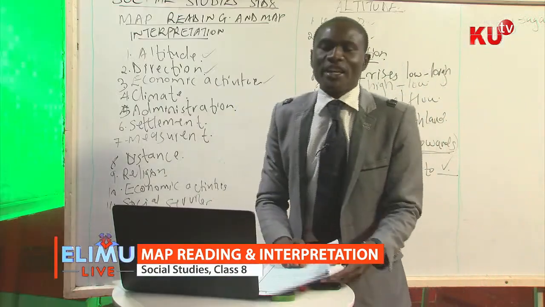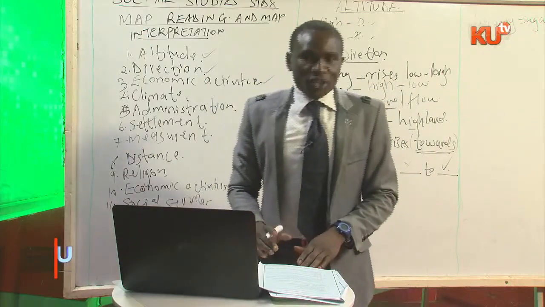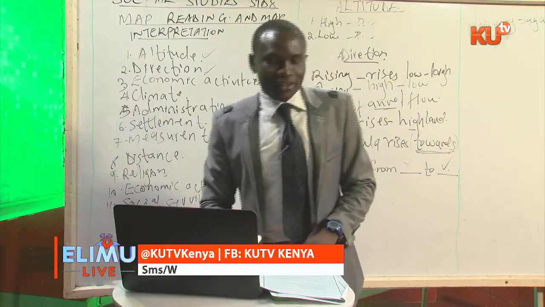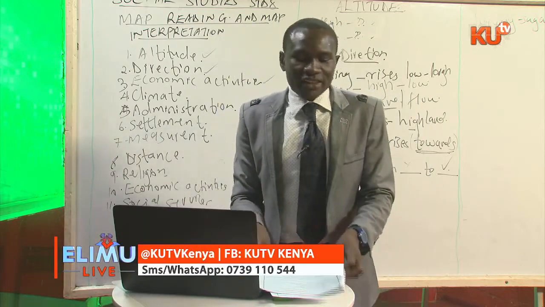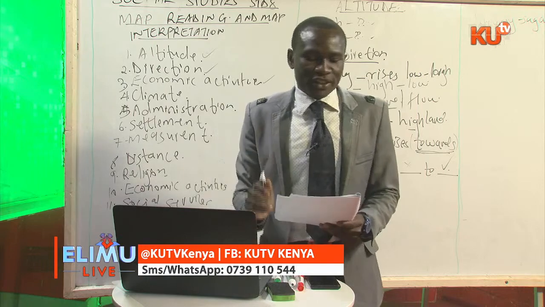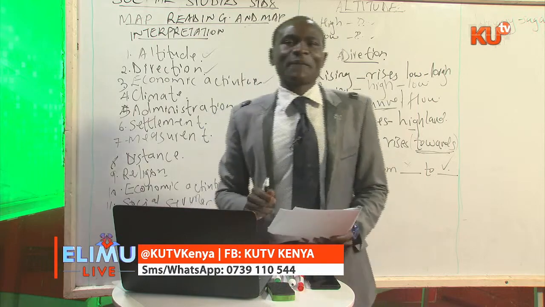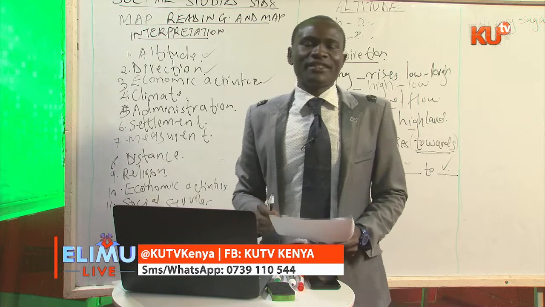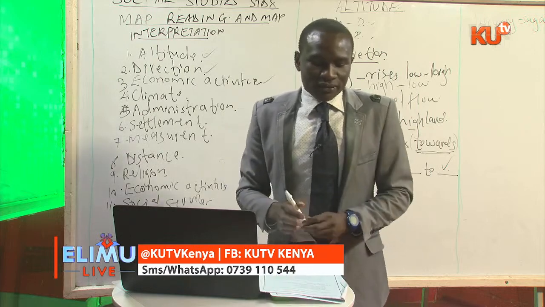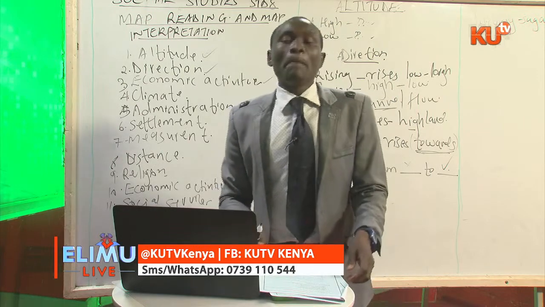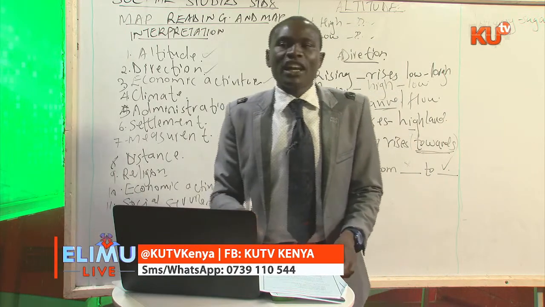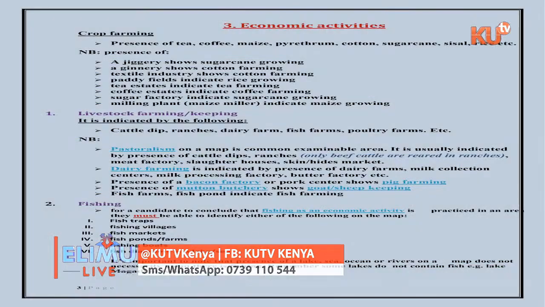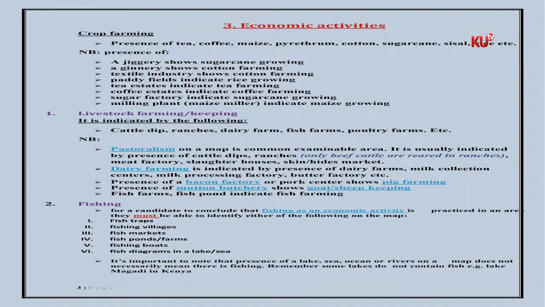Quiz on the student side. What do the following represent on map work? You will text us on the number that you can see down there. One, ginnery. If you see ginnery, what does it represent? Two, textile industry. Three, paddy fields. Four, tea estates. Five, milling plant. If you see those on map work, what do they indicate? Use the number that is down there to chat with us.